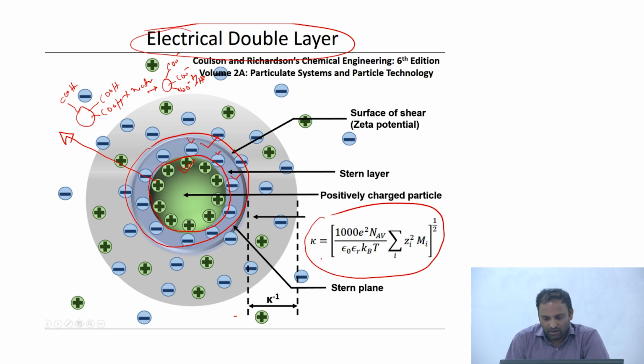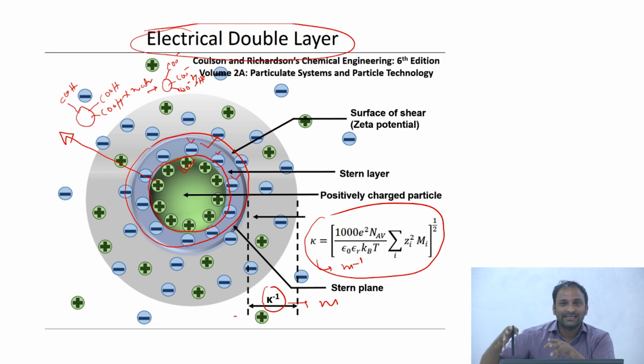If you work out the units of kappa, it turns out that kappa has units of meter inverse, and therefore kappa inverse will have units of meter. This kappa inverse tells you something about the length scale up to which I have to worry about the electrical double layer interactions. I talked about the range of interactions. In the case of Lennard-Jones, I said that for any distance greater than 1 nanometer, I don't have to worry about the interactions because beyond that they are not present.